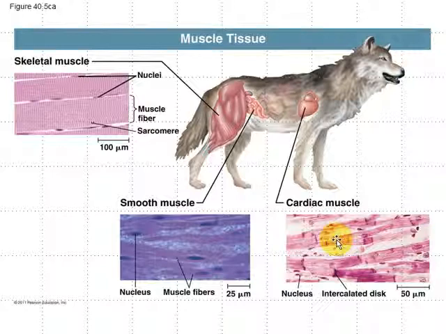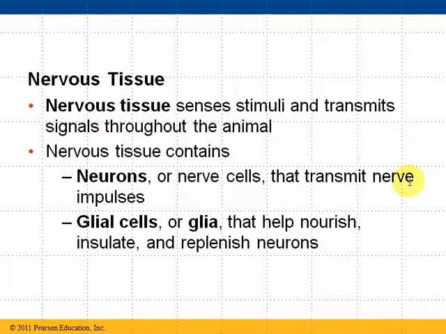Our last basic tissue type to look at is called nervous tissue. Nervous tissue is what your senses are all about. It senses stimuli and transmits signals throughout the animal. So when you hear or see or smell, that signal is being sent with nervous tissue. You have neurons, which are the actual nerve cells that transmit nerve impulses. And then we have glial cells, or glia, which are all the cells surrounding the neurons that help nourish them, insulate them, and replenish the neurons, kind of like the support team for the neurons themselves.